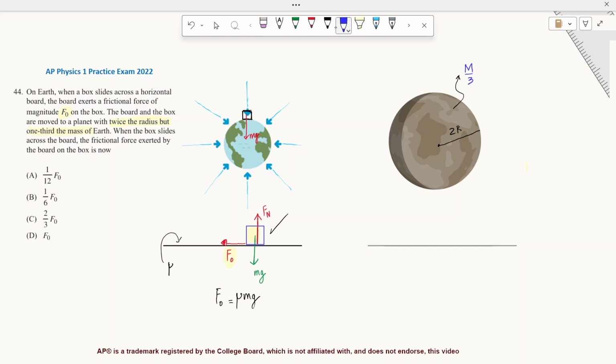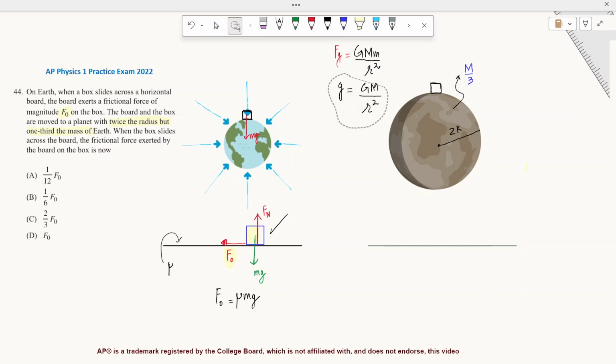Now, if you place the same block over the surface of this planet, which is bigger in size than the Earth but lesser in mass compared to the Earth, don't you think the force of gravity will be different? And what will be the force of gravity? You can apply Newton's law of gravitation, or you can simply apply the equation of the gravitational field strength, which says GM over R squared.